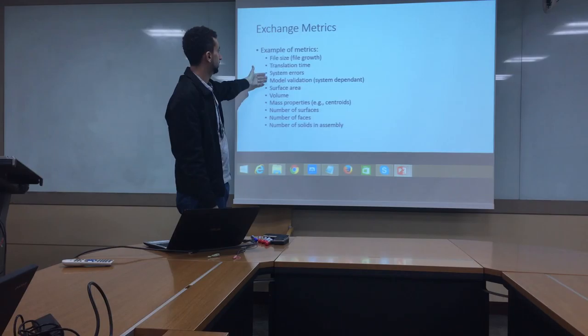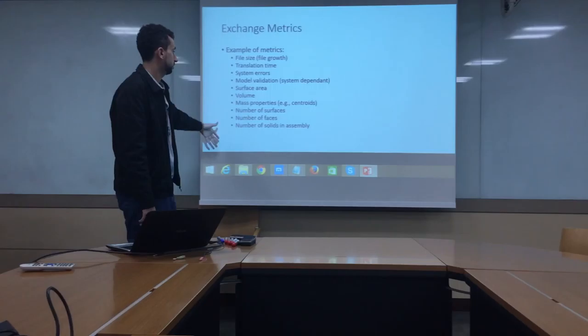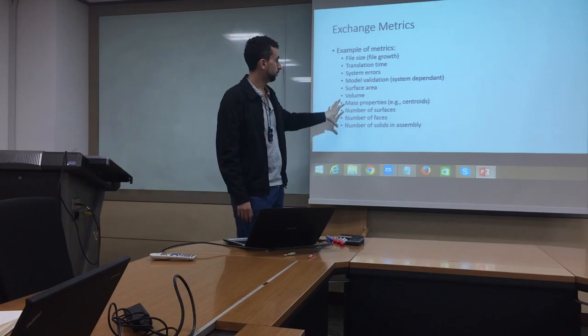Translation time, maybe the system errors. If there are some errors in the action in the software, that's maybe a bad sign, typically. Surface area, volume, mass properties, all of these should be more or less equivalent. You have to prove whether or not they guarantee that the two models are the same.